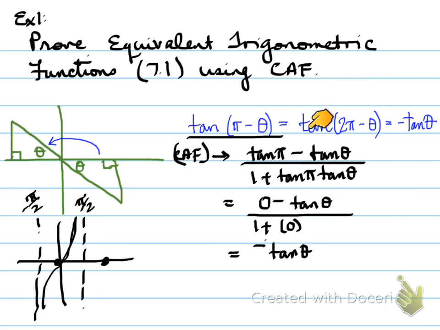Try and prove this one by yourselves, and you will see, lo and behold, folks, that it will also equal this, because tan of 2 pi is the same as tan of pi. So I could replace each of these with 2 pi, and I guarantee we will end up with negative tan theta. All right, let's move forwards.